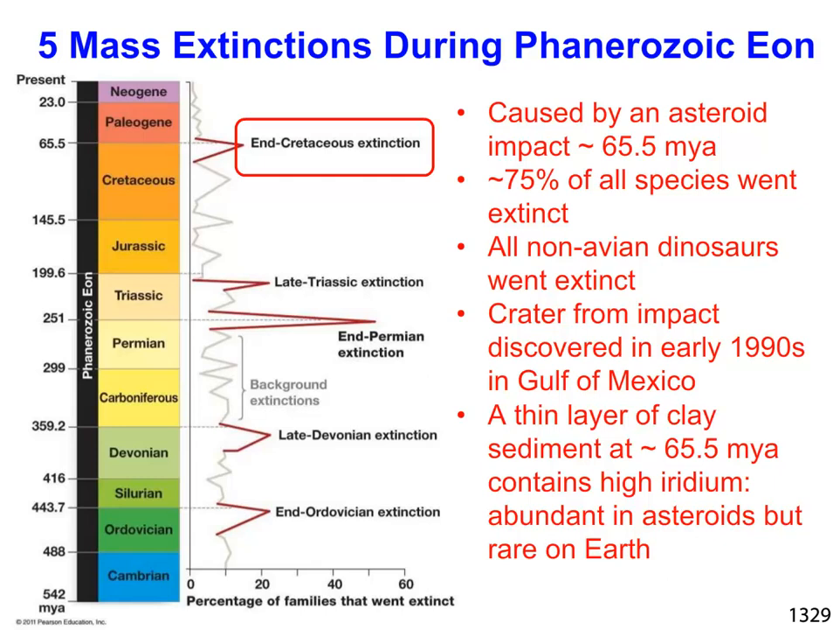So in the 1990s, a crater that seemed to be from the impact was discovered in the Gulf of Mexico. And ultimately, a thin layer of clay sediment that was high in iridium, which normally is only abundant in asteroids but very rare on Earth, is found in a layer all around the globe right around this time period according to the fossil record. So given that information, it seems very probable that the asteroid is what took out the dinosaurs.